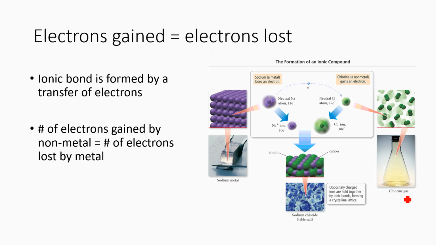Here's an example of what that might look like in the formation of an ionic compound when we combine sodium metal and chlorine gas to make sodium chloride. Your sodium loses one electron, your chlorine gains one electron. You end up with a +1 sodium ion, a -1 chloride ion, and that gives you your sodium chloride compound.